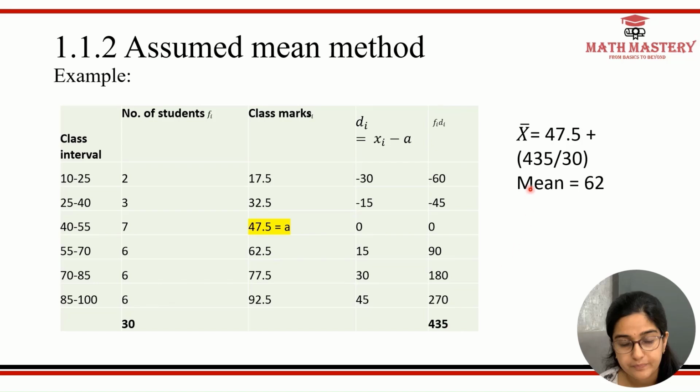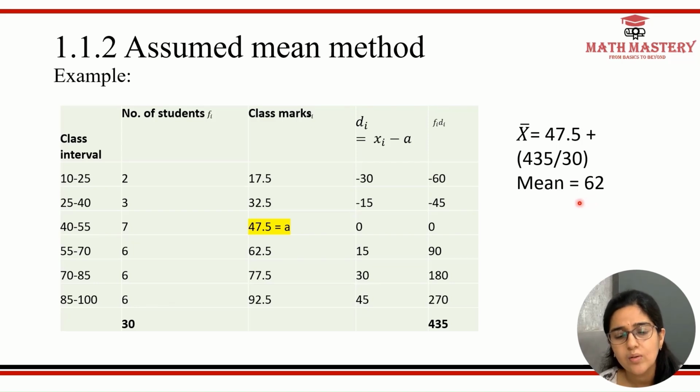Now we have calculated the mean. So mean is equal to summation fi di divided by summation fi, plus a. So you see here, a is 47.5 plus summation fi di is 435 divided by summation fi is 30. So the mean is equal to again 62. So the value of the mean or the average score of a student in a class of 30 students is same, which is 62.